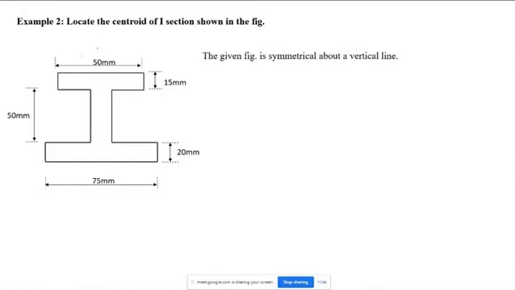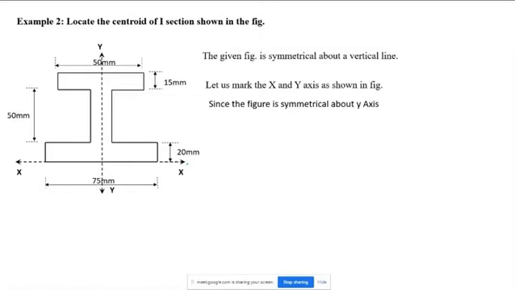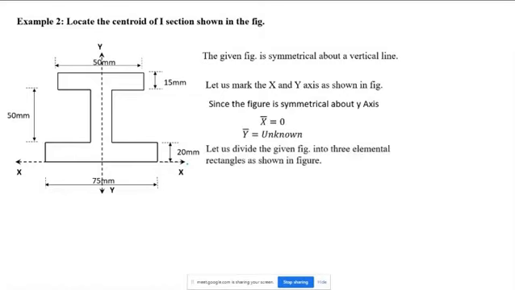So we'll consider x and y axis like this. Since the figure is symmetrical about the vertical axis, pass the y-axis through the vertical axis and the x-axis as usual through the bottommost line. I've told you the guidelines for considering the x and y-axis. Now, since the figure is symmetrical about the y-axis, x bar is equal to 0, y bar we need to calculate. So let us divide the given figure into three elemental areas.